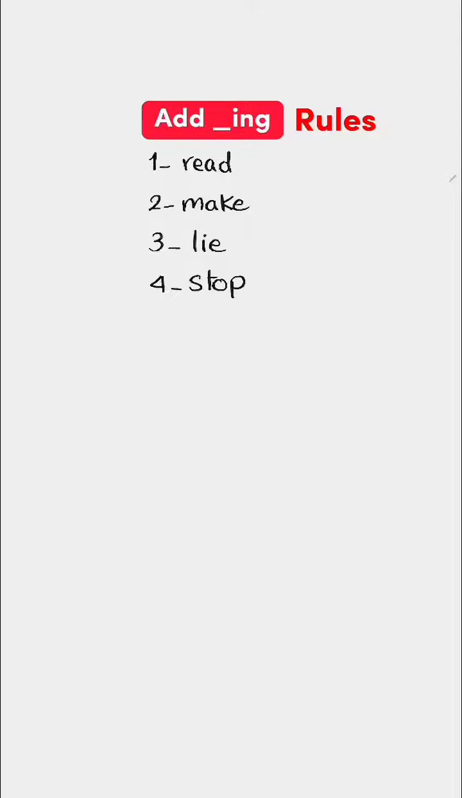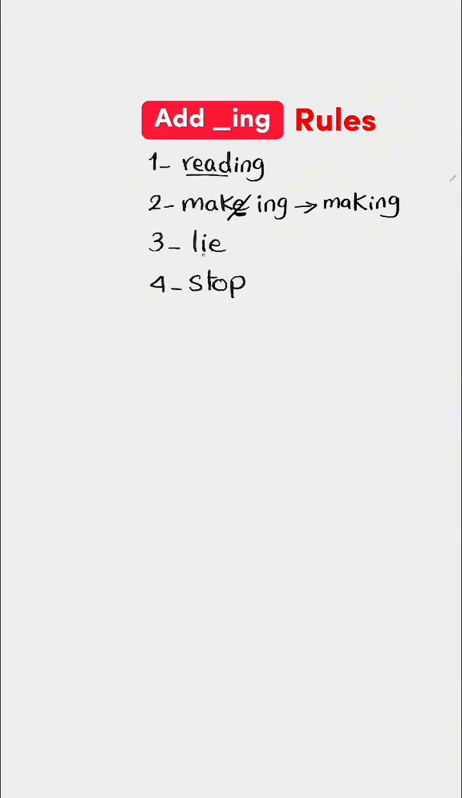Adding -ing. There are some spelling rules you need to remember before you add -ing to the verb. We normally add -ing to any verb, like read, reading. But if the verb ends in e, just remove the e and add -ing, making, without the e. This is if the verb ends in one e, guys, not ee.